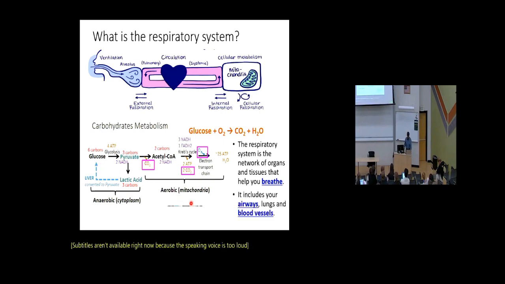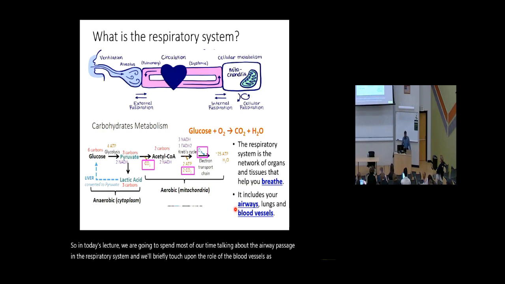And when we think about the various parts of the respiratory system, we will consider the airways and also the lungs and the blood vessels as well. So in today's lecture, we are going to spend most of our time talking about the airway passage in the respiratory system, and we'll briefly touch upon the role of the blood vessels as well. However, the function of the lungs is something we will discuss tomorrow and later this week, right?